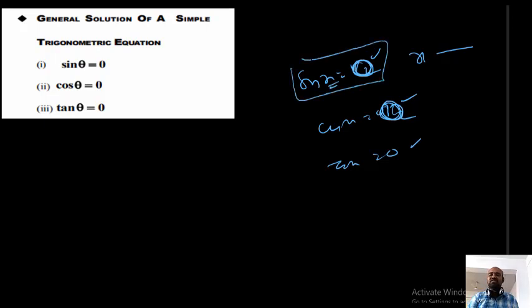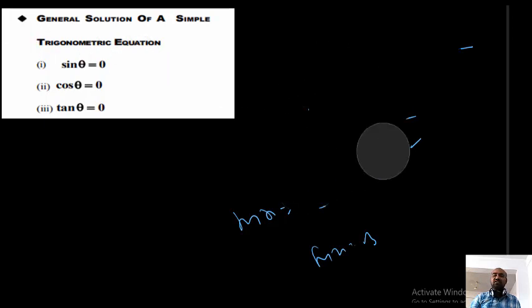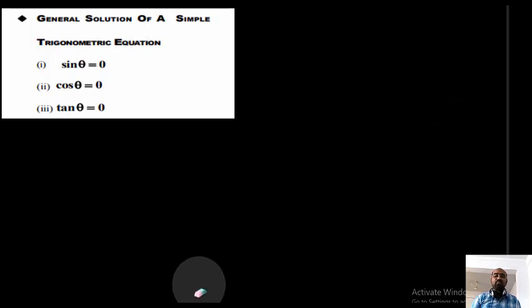What type of equation is this? This is called a simple trigonometrical equation. After that, by using this only, you can find the solution for sin x equal 1 by 2. By using this one only, you can find the solution for sin x equal root 3 by 2 and so on. First of all, we want to find the general solution of simple trigonometrical equations. Simple trigonometrical equation means sin x equal 0, cos x equal 0, tan x equal 0. Listen all of you.